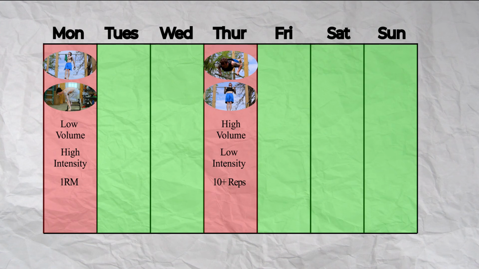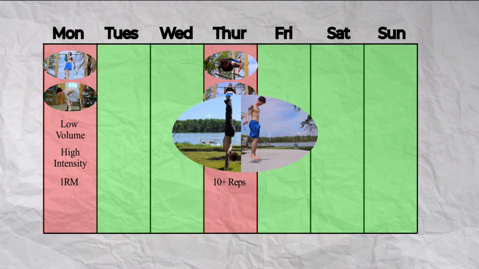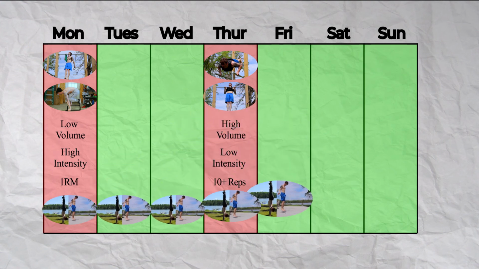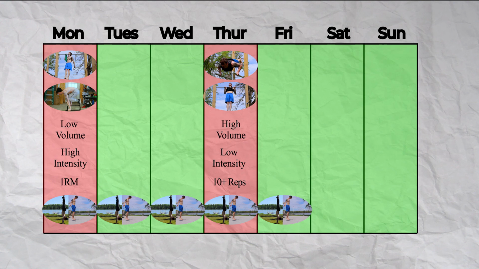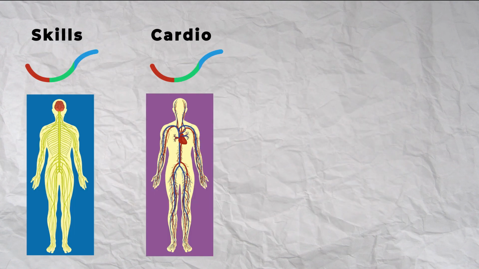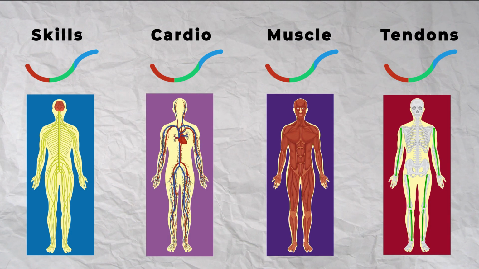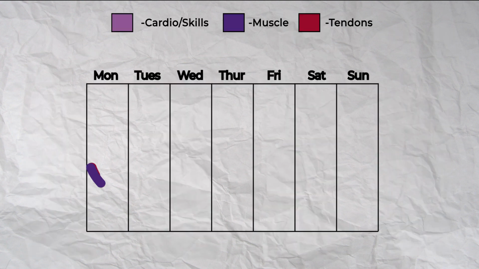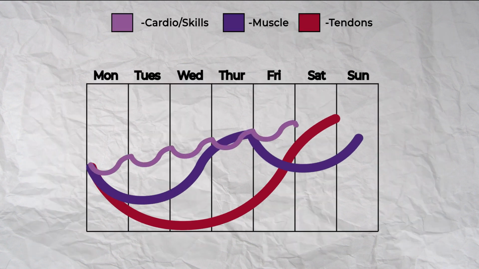He also chooses to do 10 minutes of jump rope and 10 minutes of freestanding handstand work, Monday through Friday. By training this way, he is training his skills, cardio, muscle growth, and tendons in a manner that respects the differences in time duration of each SRA curve.